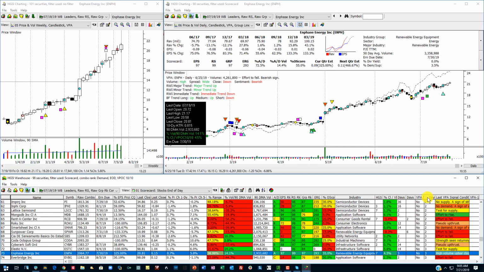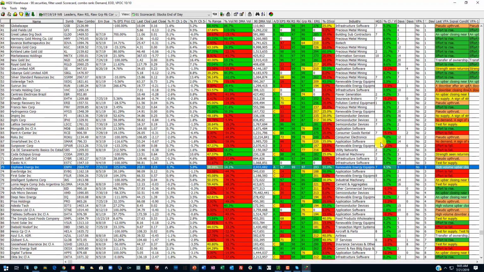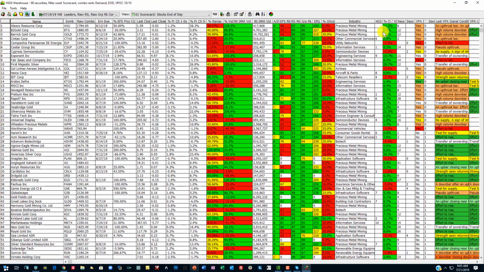I'm going to sort on that. I'm going to make this full screen by holding my shift key. And all of these zeros here represent days since the last VPA signal. Now these are bearish. And here is a bullish flag on KTOS.